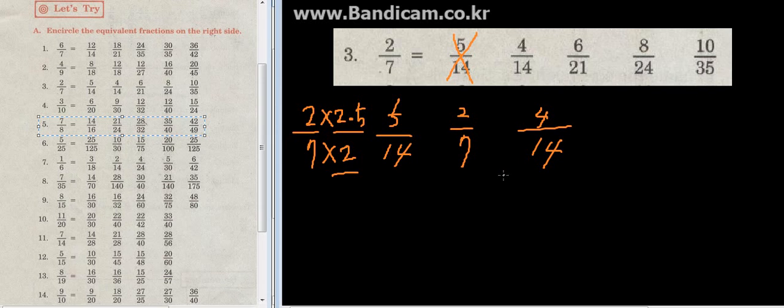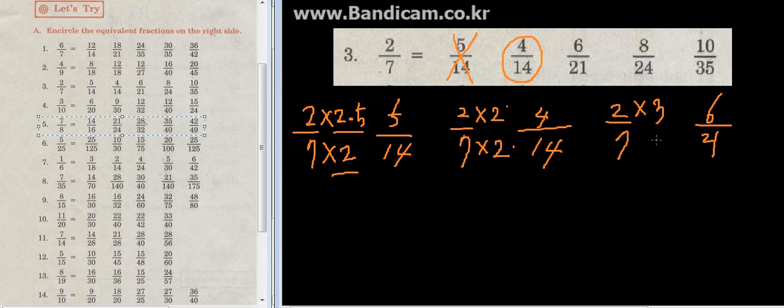The next one, 4 over 14. We have to multiply 2 by 2 to make 4, and we have to multiply 7 by 2 to make 14. So we multiply the same number in both parts, so we can say 4 over 14 is the equivalent fraction. The next one, 6 over 21. We have to multiply 2 by 3 to make 6, and we have to multiply 7 by 3 to make 21. Also in this fraction, we multiply the same number 3 in both the numerator and denominator. So we can say 6 over 21 is also the equivalent fraction as the given one.